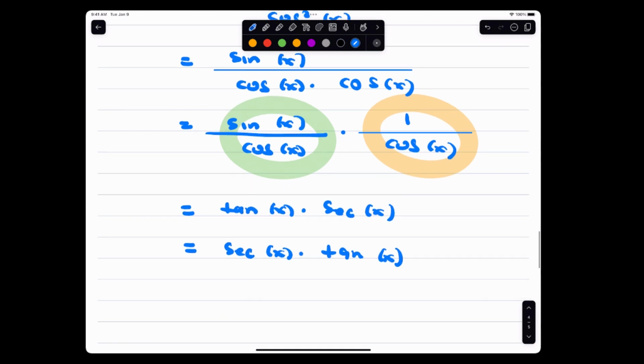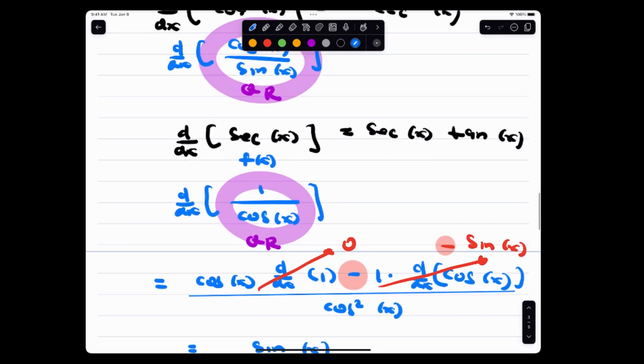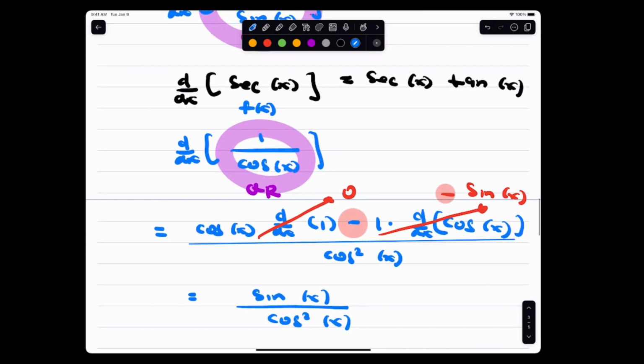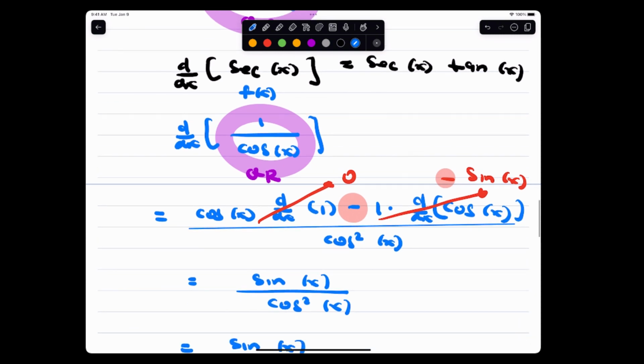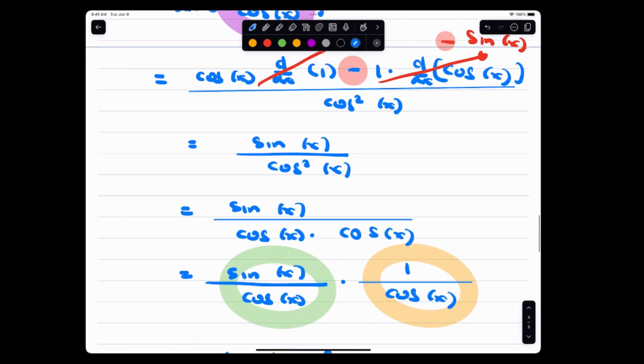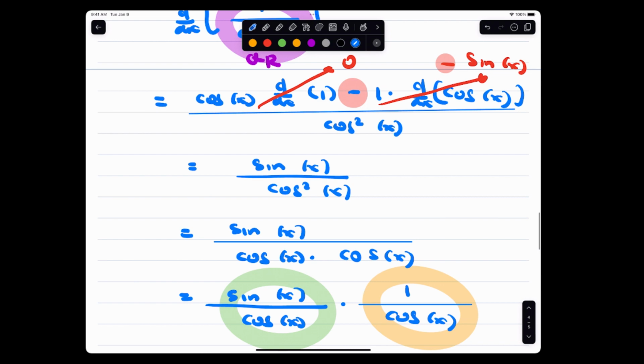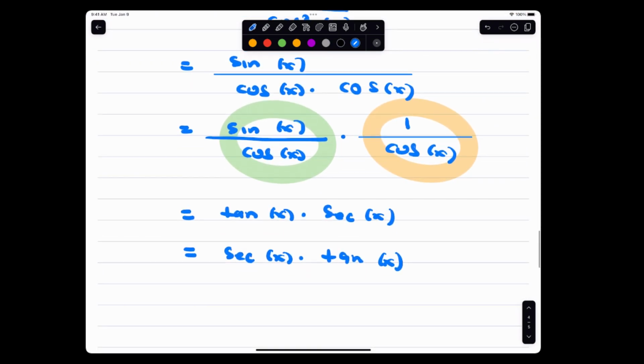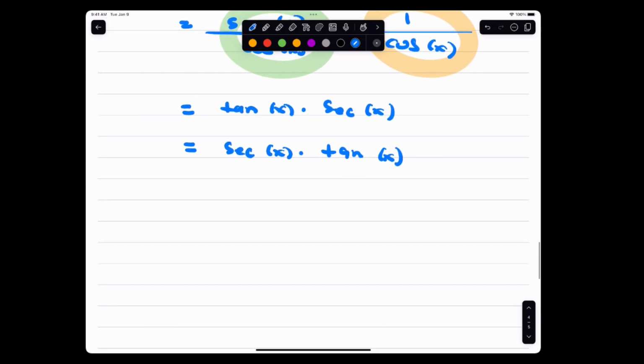All right. You guys okay with that? Isn't that kind of amazing? You guys use tools that you learn. Quotient rule. And then some of those derivatives of a constant being 0, derivative of cosine being minus sine, and then just doing a little bit of that proof. Now you got secant tangent there.